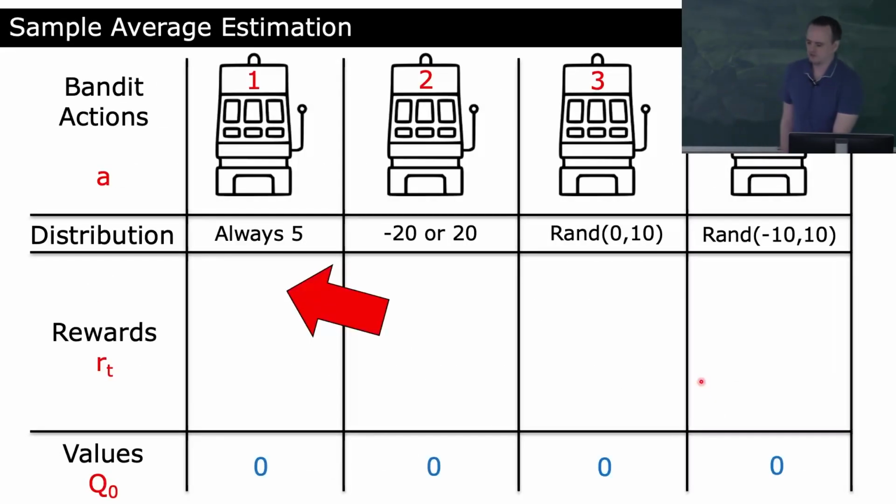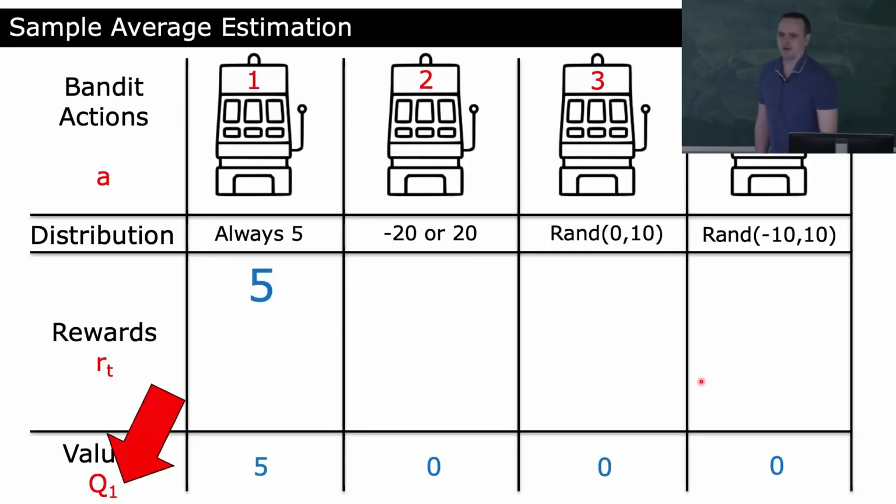Okay, so let's try here. Let's start doing this. The way I'm going to choose my actions, we're not getting into that part yet. What I'm going to do is just go left to right and pull each lever twice. I'm going to pull each one, and then go back and pull each one again. So of course, when I pull always 5, I get a 5.